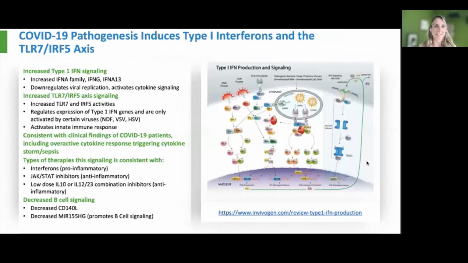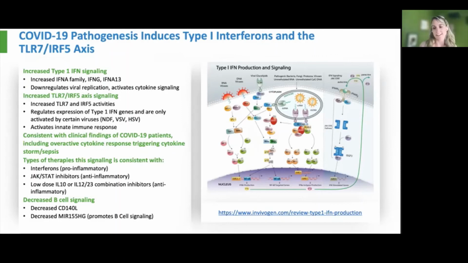This is kind of like the interpretation of, holistically, the list of hypotheses and mechanisms that we were investigating. And we saw a lot of type 1 interferon, TLR7, IRF5 signaling, and these were findings that were consistent with some of the clinical findings in COVID-19 patients. The interesting one was the decreased B cell signaling.